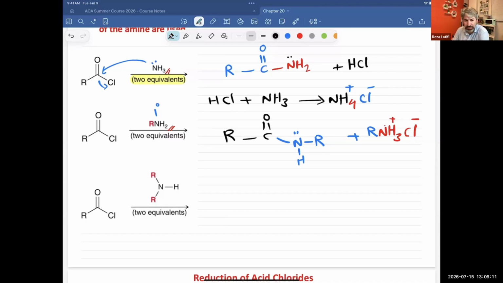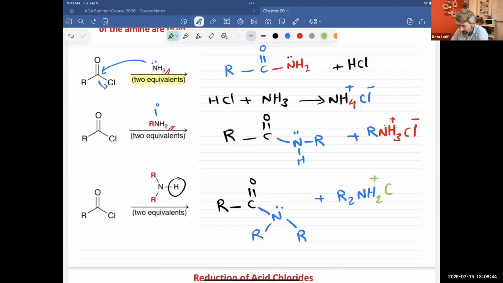Okay, how about this? Let's eliminate another one. This time we are using a nitrogen with 2 R groups, and there is only 1 hydrogen attached to it, so this one will be eliminated. We get RCO, and next we get N, and this N will have 2 R groups attached to it, and of course a lone pair. Plus we get R2NH2+. Nitrogen used to have only 1 hydrogen, now it's going to be 2, and this one will have a positive charge. We'll pair it with the chloride, which has a negative charge.